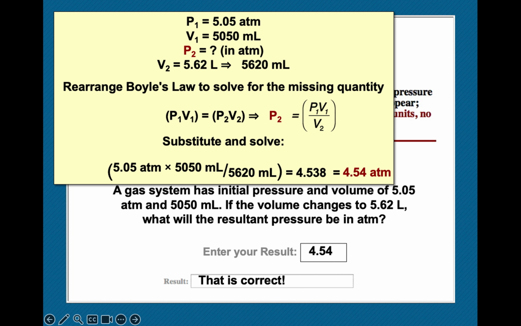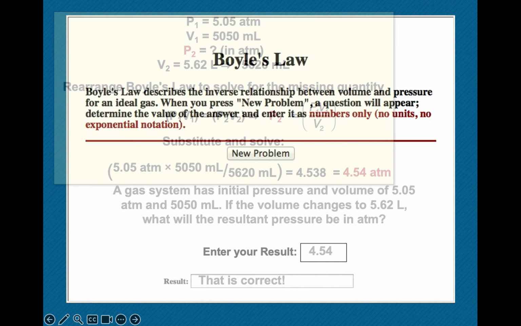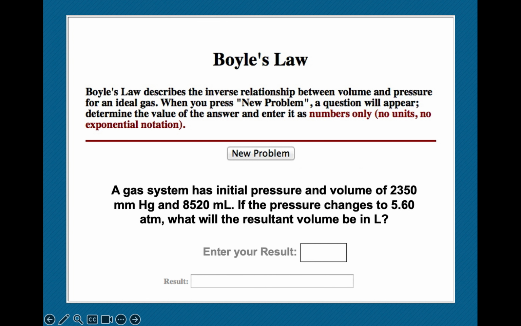Let's do one more. Go ahead and take the data here and set up your data table. We're looking for the resultant volume, that's V2. We want it in liters. V1 is in milliliters, so we need a conversion. This is in millimeters, and this is in atmospheres. So set it up and do your conversions.